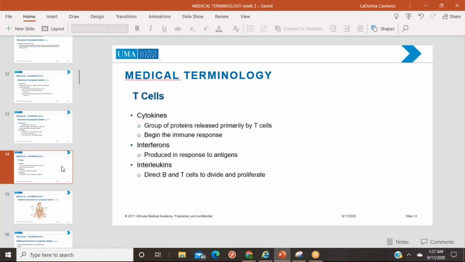Cytokines are a group of proteins released primarily by T cells. They begin the immune response. Interferons are produced in response to antigens, and interleukins direct B and T cells to divide and proliferate.